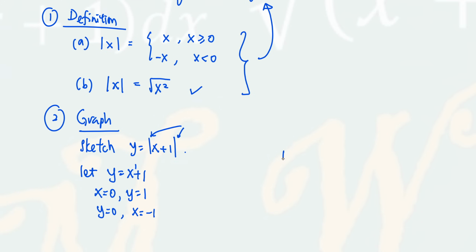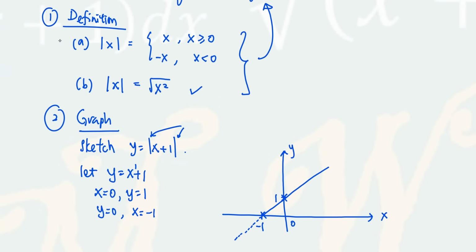Now when I sketch, I will mark 2 points. x is 0, y is 1. Let's say here is 1. And then x is minus 1, y is 0. Basically I'm getting these 2 points. When I join these 2 points using a straight line and extend it to the negative part, because we can draw up to negative infinity and positive infinity, this will be my graph for y equals x plus 1.